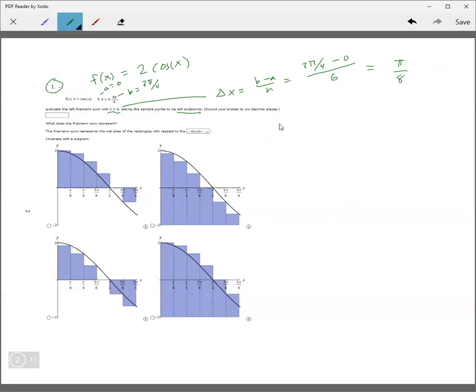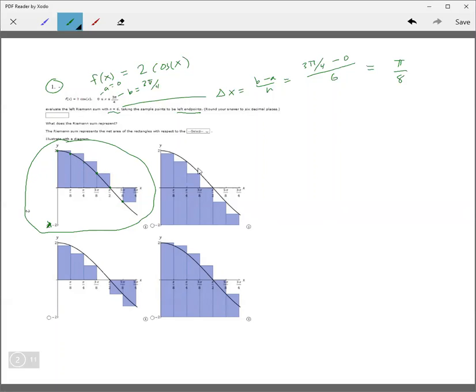So for this left Riemann sum, let's choose a picture first. It looks like here we're using the left endpoint, for this one use left endpoint. Okay, so this is it right here. This is the one. This one right here is the correct answer.